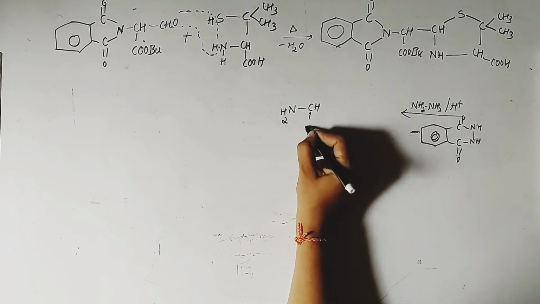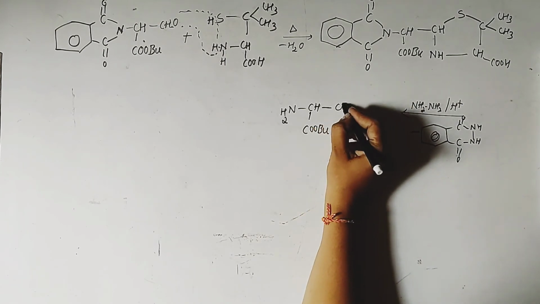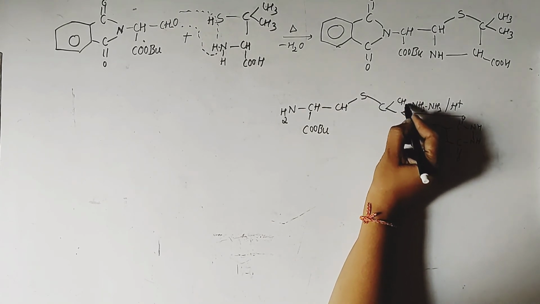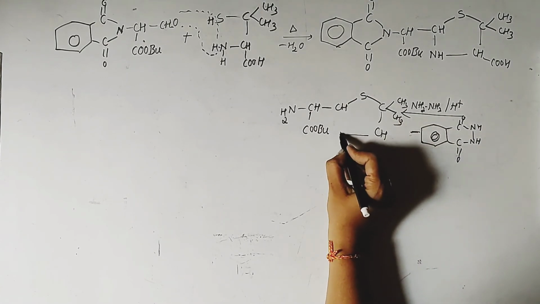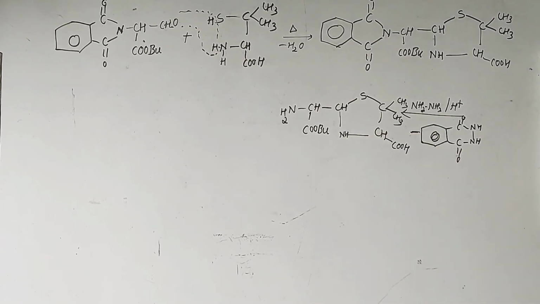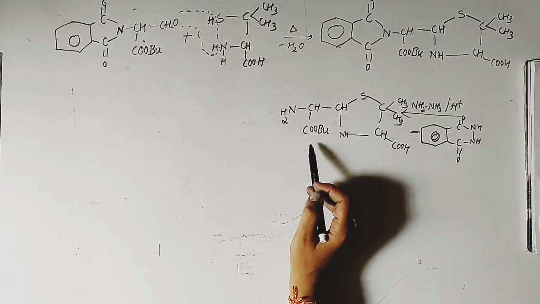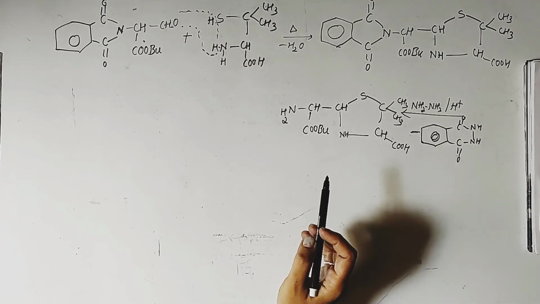So this is CH, this side tertiary butyl group is there, and here CH, S, C, CH3, and here we have CH, NH, and this position COOH. Now we have to introduce one more ring here, that is beta-lactam ring, that can be possible only by removing this butyl group, that is tertiary butyl. So for that we have to do the hydrolysis.